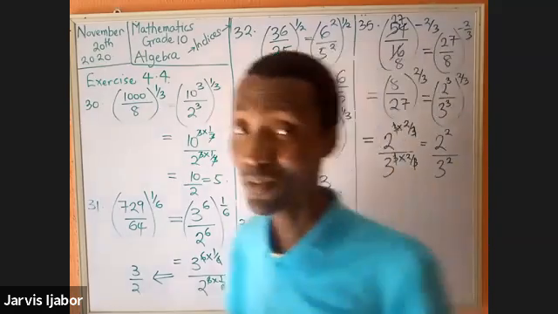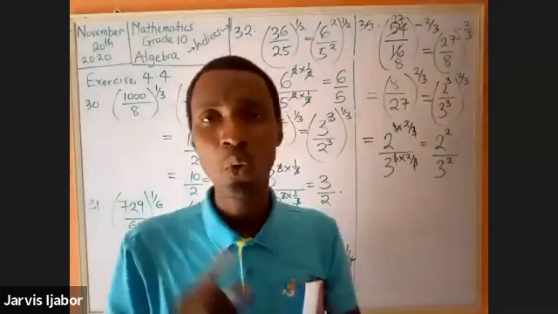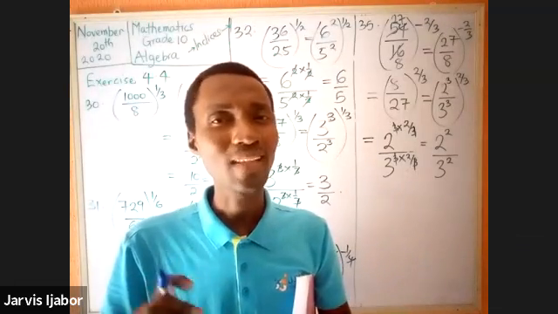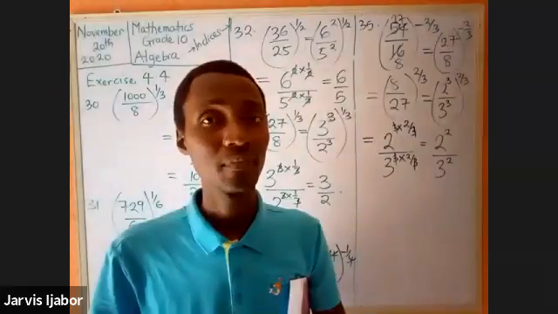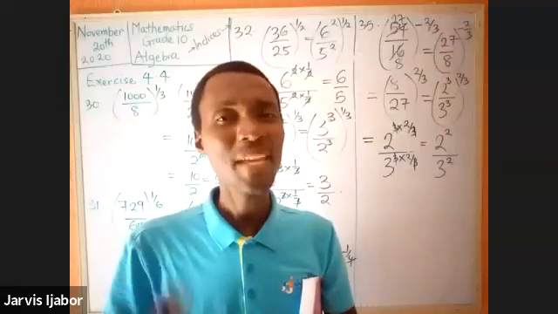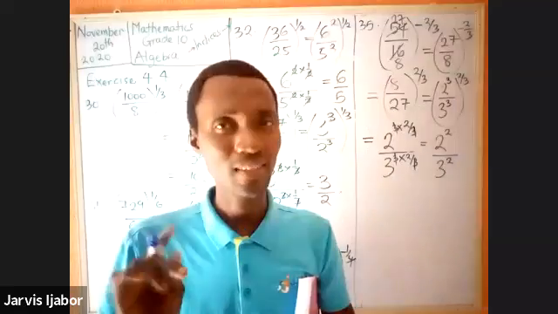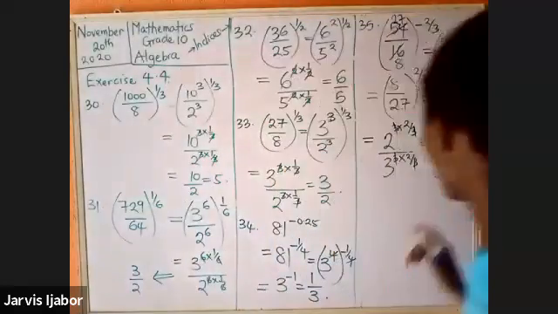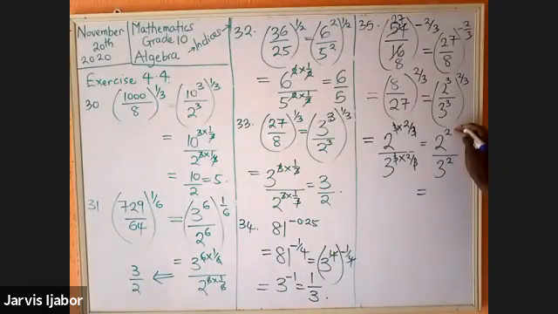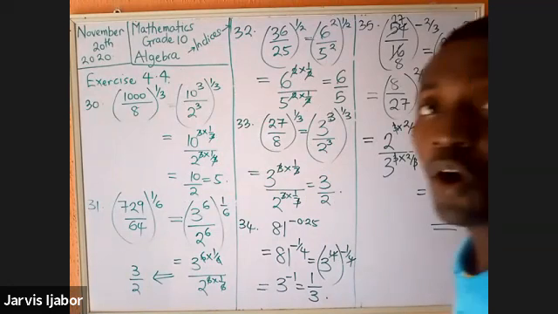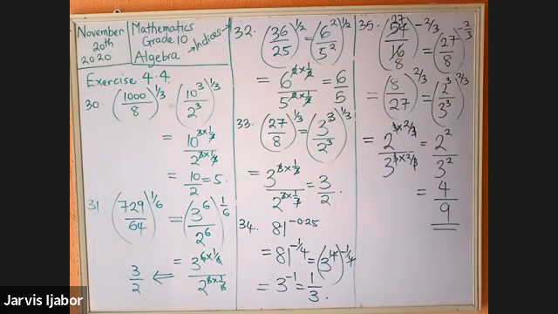A very interesting observation I want you to make at this point: when solving problems, take the problems little at a time. Mistakes are minimal when you take problems a little at a time. All right, so this will give you what? 2 to the power of 2 means multiply 2 twice, and that will be 4. 3 to the power of 2 means multiply 3 2 times, and that'll be what? 9. So our final answer is what? 4 over 9. All right.